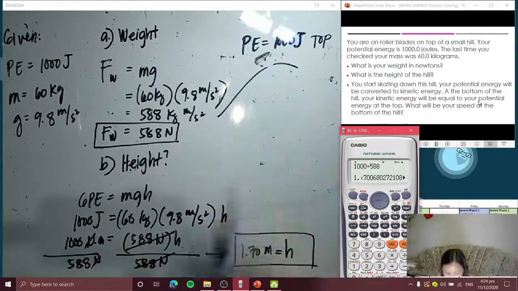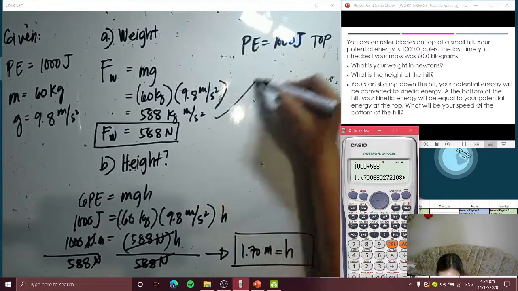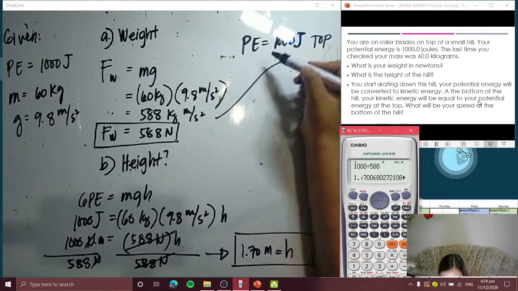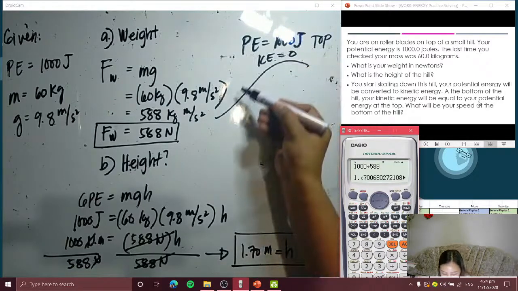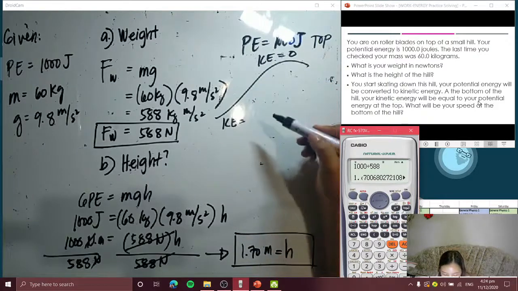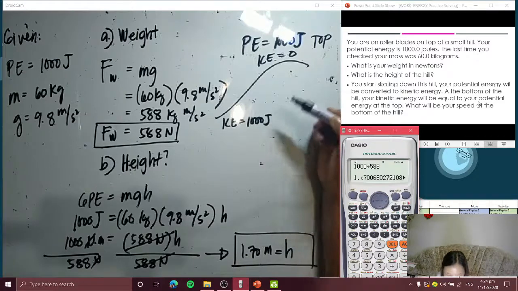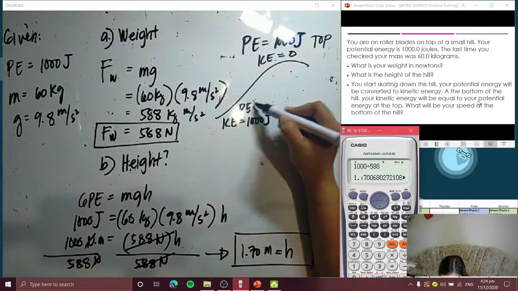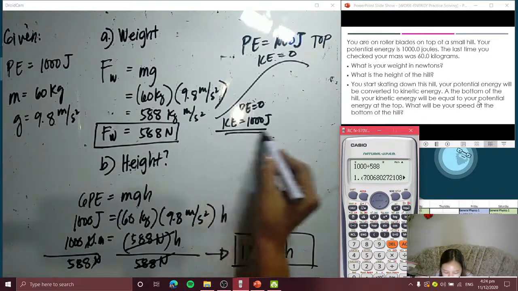You are on the hill. Okay, so that is your PE at the top. Then, how much is your KE? It is equal to 0. So, as you go down, until such time that you are at the bottom of the hill, your PE will be gradually converted to KE. So, it will become 1,000 joules. Okay, so what will happen to your PE? It will become equal to 0. So, how much is your KE there?